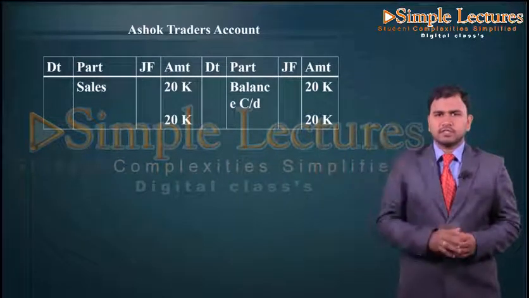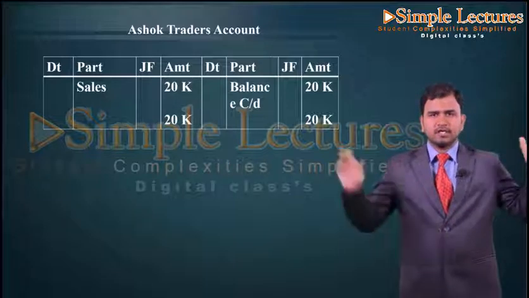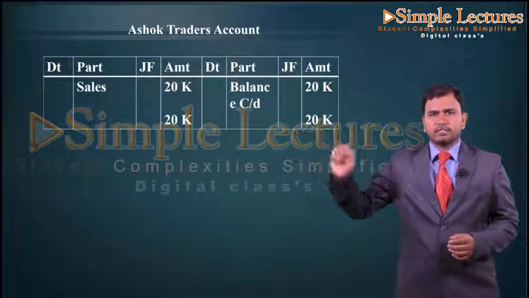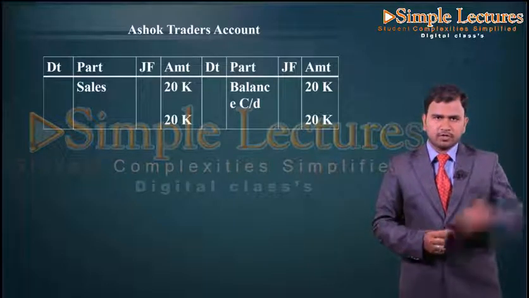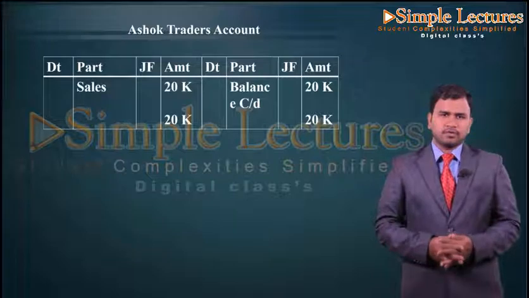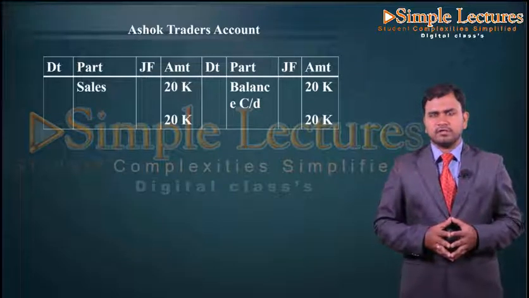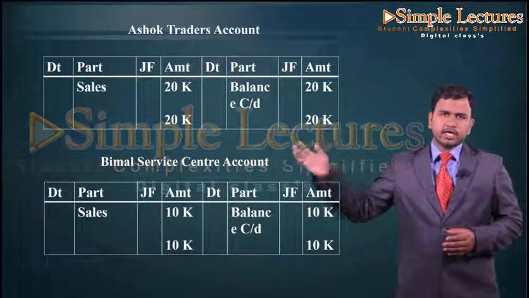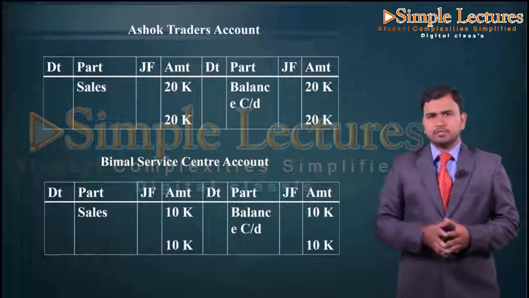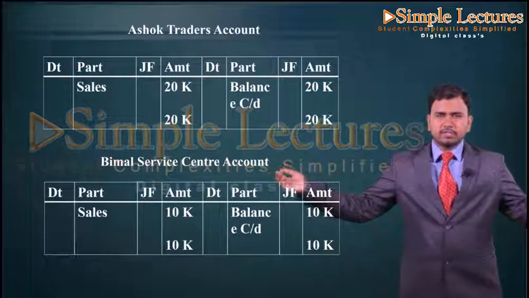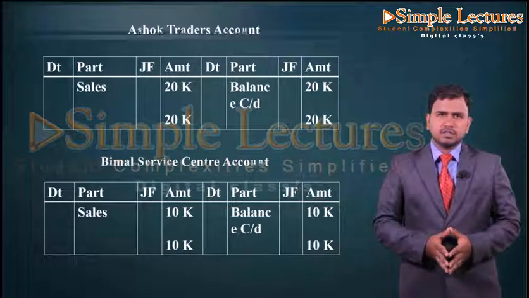Since we don't have any sales return or any entry on the credit side, this account will be closed. Same total on both sides, then balance carried down and balance brought down. Credit side balance carried down, then again debit side balance brought down. Then we have another customer, Bimal Services. Again the account will be the same and sales will be shown on the debit side. So sales 10,000, then again balance carried down and balance brought down, same amount.